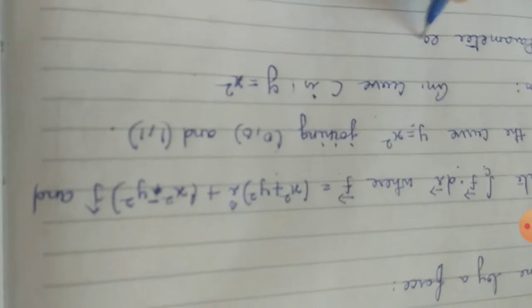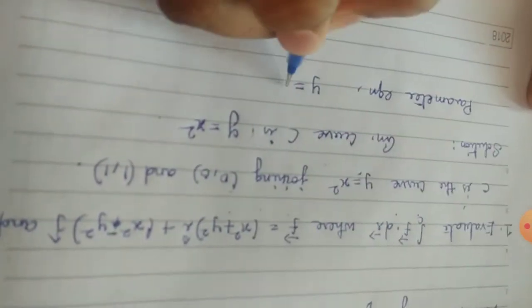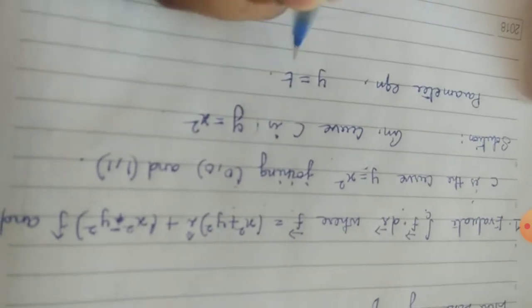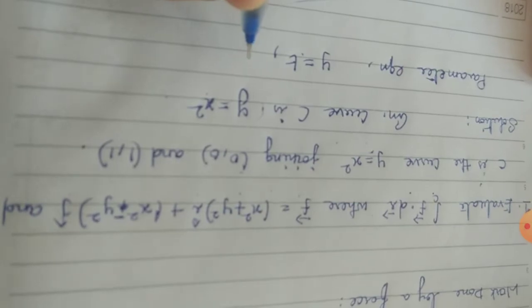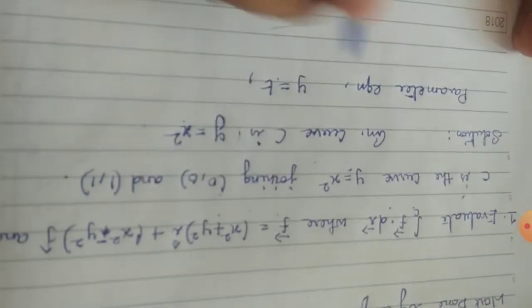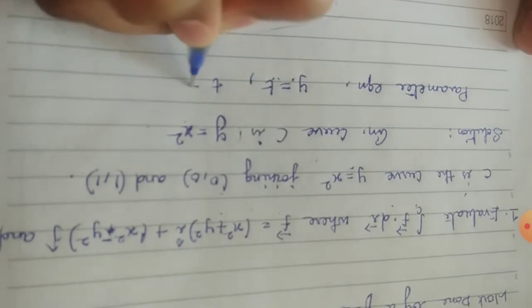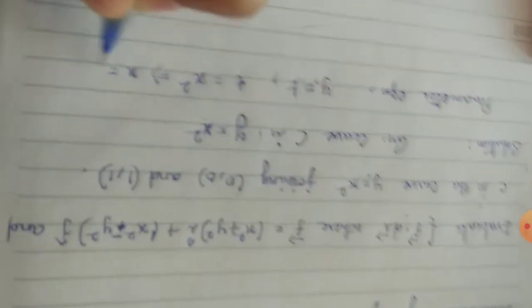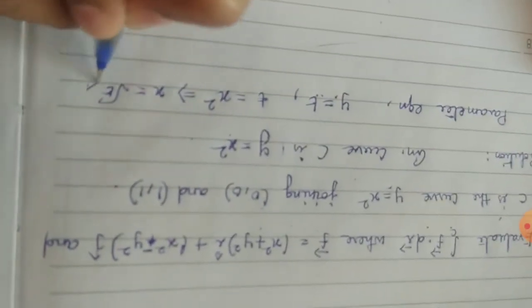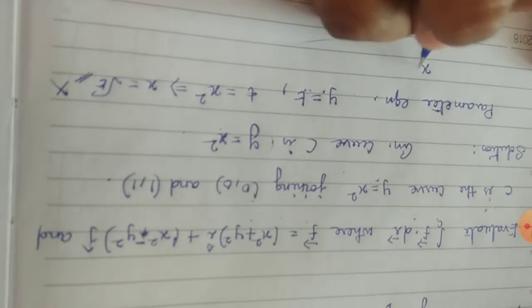The parameter is nothing but t. Here, if we substitute t instead of y, so y is equal to t, then x squared becomes t, and therefore x becomes root t. So it is more complicated, and we are avoiding this.